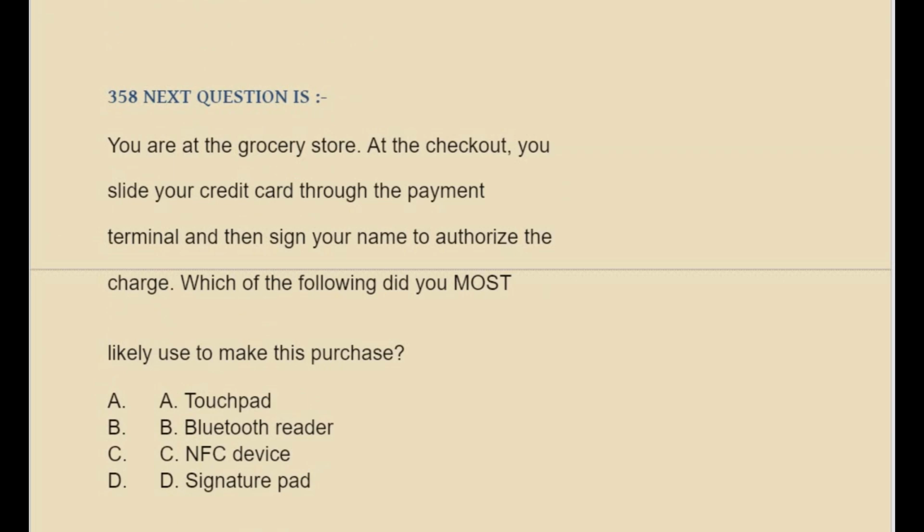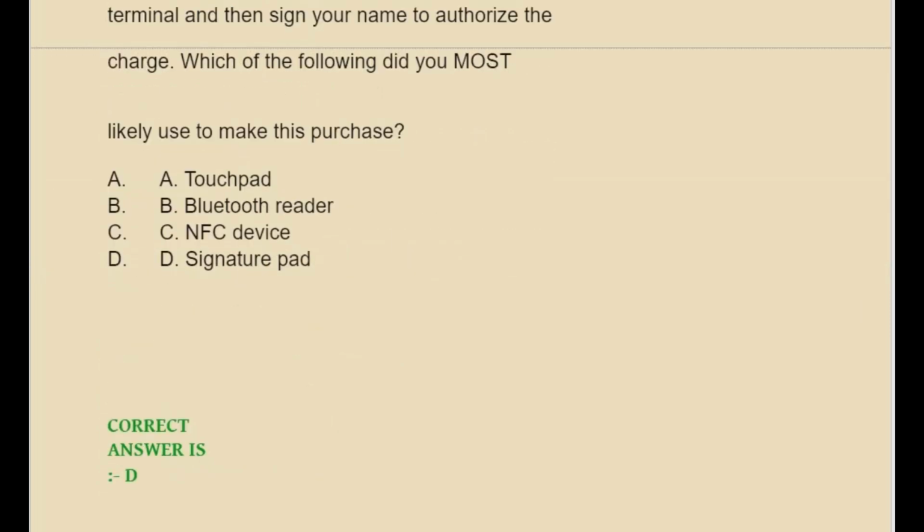Question is, you are at the grocery store. At the checkout, you slide your credit card through the payment terminal and then sign your name to authorize the charge. Which of the following did you most likely use to make this purchase? Option A, touchpad. Option B, Bluetooth reader. Option C, NFC device. Option D, signature pad. Correct answer is option D.